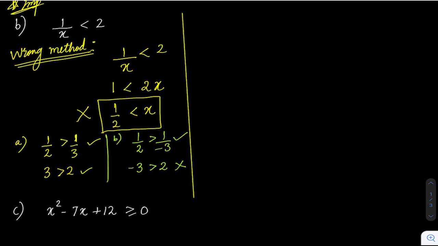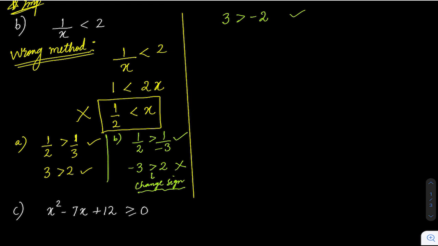So what's the problem in this? It's a negative number. Whenever you cross multiply by a negative number, only one negative number, you have to change the sign of the inequality. You have to change the sign of the inequality if you are cross multiplying or dividing by a negative number. Okay, so let me give you one more example.